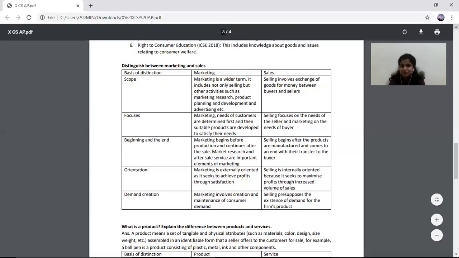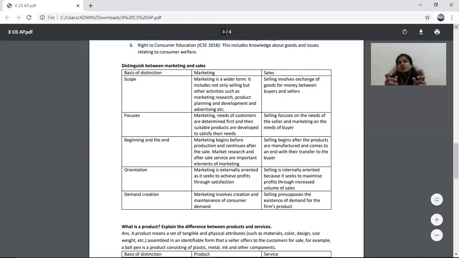So it is advisable that you write the distinguish between or the difference between answer always in a table format. Also, the basis of distinction has to be written, and then the distinguishing points have to be written again. The distinguishing points cannot be in 1 or 2 words. It has to be in a sentence format. For example, the first basis of distinction is scope.